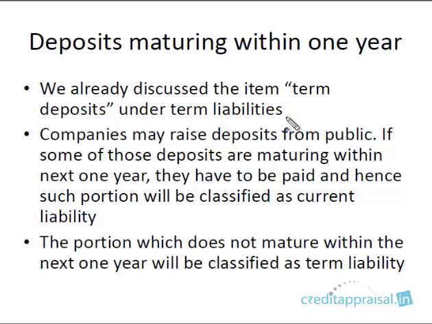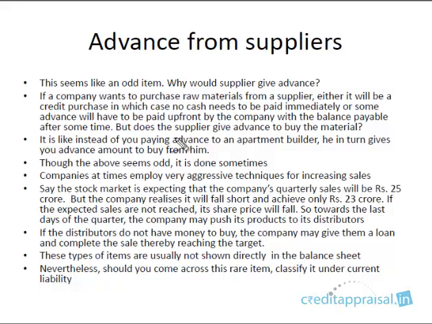So another item is deposits maturing within 1 year, just as we had term loan installments due within the next 1 year. Right. This is also an item we can classify: what is due in the next 1 year, what is due beyond. Some companies can raise deposits from the public. So if some of the deposit is maturing within the next 1 year, you have to classify it as a current liability and the balance as term liability.